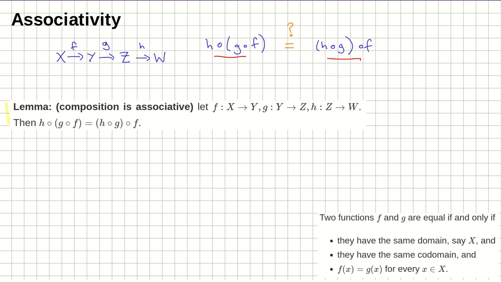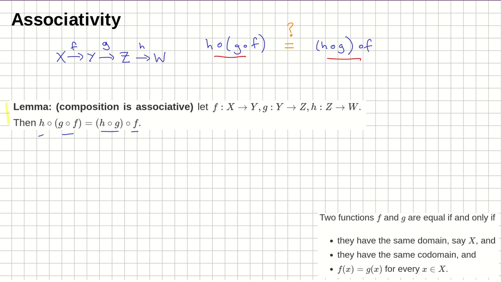And as you can see, what it says is that if we're in the situation that I drew a diagram of just now, where f is a function from X to Y, g from Y to Z, and h from Z to W, then the two compositions, h composed with g composed with f, and h composed with g composed with f, in fact, are equal.